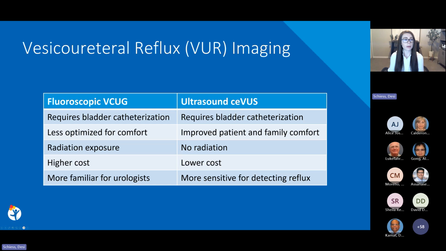When comparing fluoroscopic VCUG with contrast ultrasound, both exams require bladder catheterization, but ultrasound is more optimized for patient and family comfort, does not have radiation, and is also lower cost. Additionally, it is more sensitive for detecting reflux because it's easier to see even a few refluxing microbubbles with contrast ultrasound versus contrast diluted in urine on a fluoroscopic VCUG.